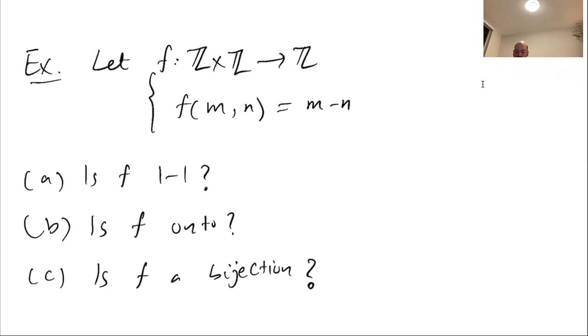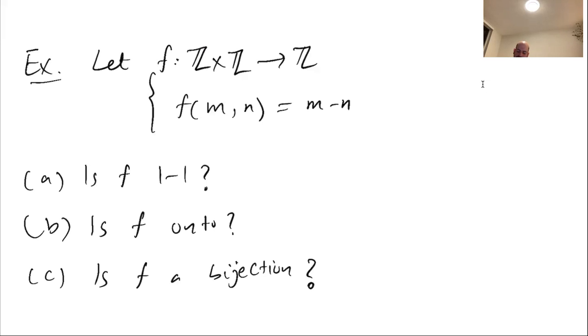So what do you think about this? Is f one-to-one? One-to-one means, do we have a repeated output? Yes or no? Let's think about some of the outputs. The elements of the domain are of the form of an ordered pair, where the first coordinate and second coordinate are both integers.